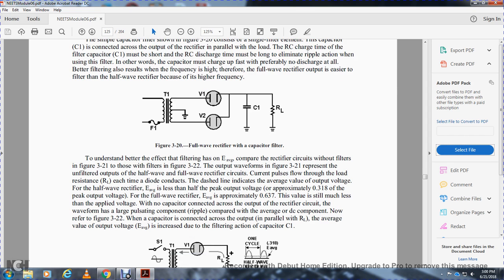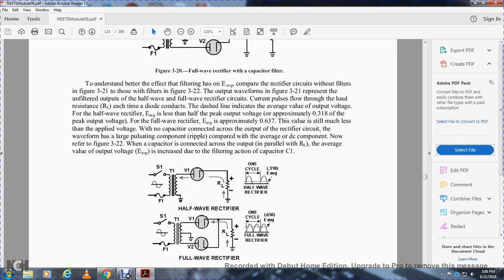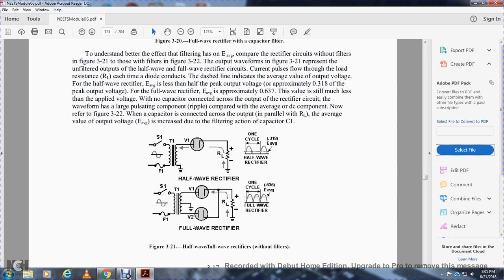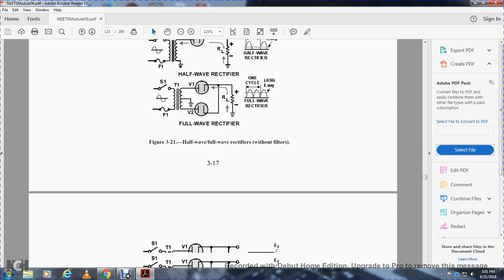Now refer to figure 322. When the capacitor is connected across the output in parallel with the load resistor, the average output voltage is increased due to the filtering action of the capacitor. So you have switch 1, fuse 1, transformer 1, voltage regulator 1, and resistive load. The half-wave rectifier shows one cycle, with 3.18 voltage average. Then you have the full wave rectifier, which is split with the center tap in the transformer, with voltage 1 and voltage 2, a resistive load, and a complete circuit also grounded with a resistor load.